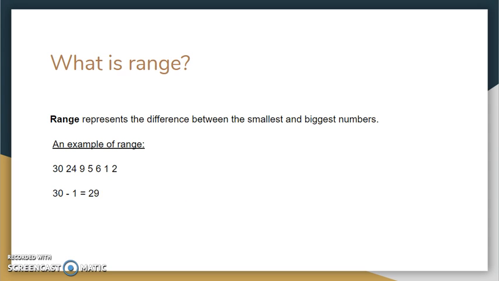Finally, what is range? Range represents the difference between the smallest and biggest numbers. Here's an example. Given the numbers 30, 24, 9, 5, 6, 1, and 2, the biggest number is 30 and the smallest is 1. 30 minus 1 equals 29, so the range is 29.